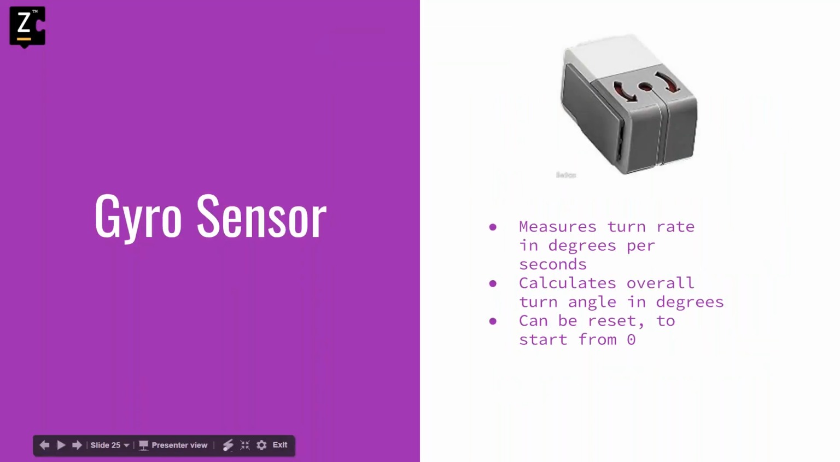Meet the gyro sensor. The gyro sensor or gyroscopic sensor is by far my favorite sensor because it is so interdisciplinary STEM. Let's investigate it just a bit before moving forward. Gyroscopic sensor measures rotational speed or turn rate.